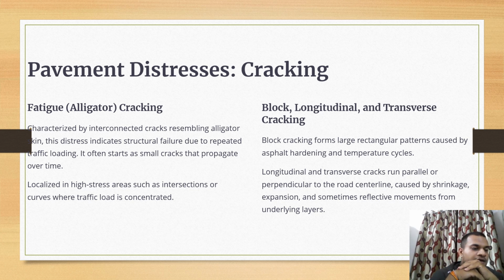Alligator cracking looks like the skin of an alligator, small connected cracks in a pattern, which happens because the road gets weak from too much weight over and over. Means repeatedly and continuously the weight passes through the road, which develops the cracks. This we can see where vehicles stop or turn a lot, means curve areas can develop mostly this type of cracks, that is alligator cracking.